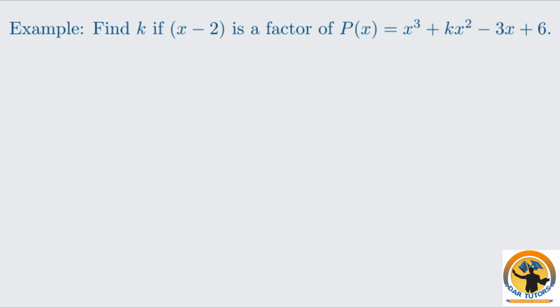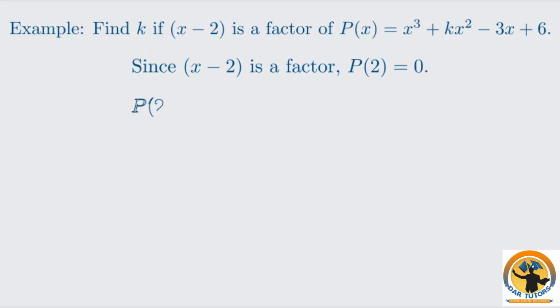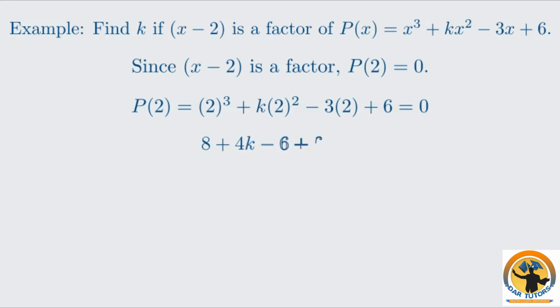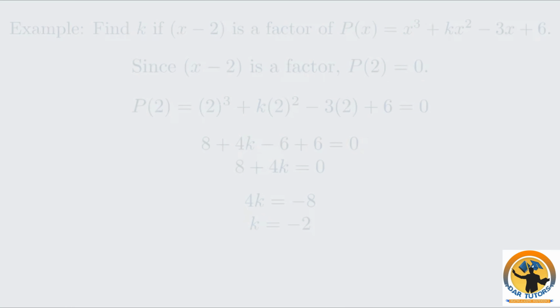Find the constant k given that x minus 2 is a factor of x cubed plus k x squared minus 3x plus 6. Since x minus 2 is a factor, the factor theorem tells us that p of 2 must be 0. We substitute 2 into the polynomial and set it equal to 0. This gives us 8 plus 4k minus 6 plus 6 equals 0, which simplifies to 8 plus 4k equals 0. Solving for k, we find k equals minus 2. We have now seen how the remainder and factor theorems provide powerful shortcuts for working with polynomials.